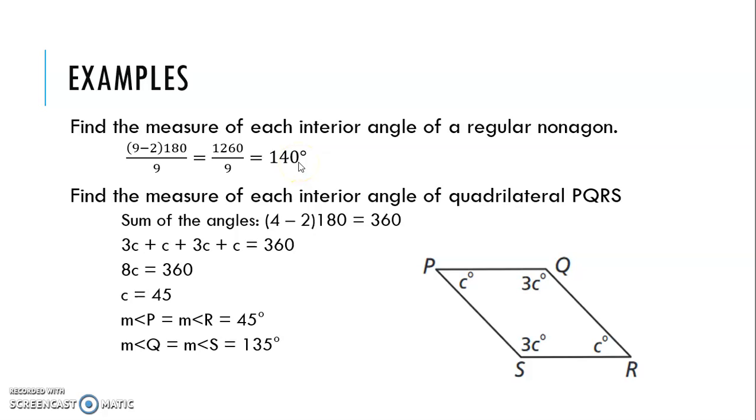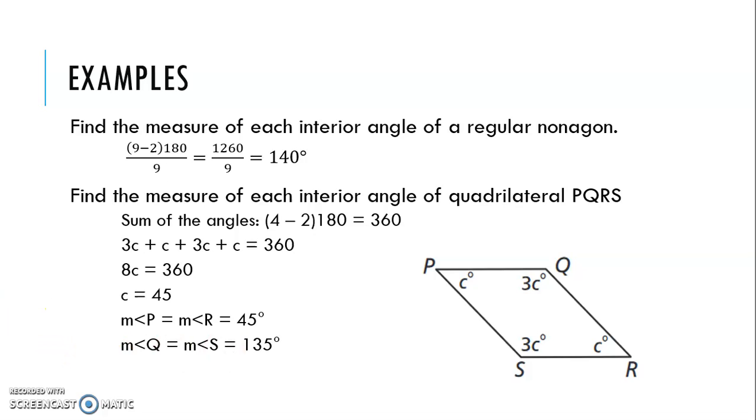For the second one, I know that a quadrilateral has 4 sides. So I did 4 minus 2 times 180 to get the total number of degrees inside that quadrilateral. Then I took all of the angles and I added them together and made it equal to that amount. Then I just solved the equation. I found out C was 45. So then I just took it and plugged it back into my expressions. So angle P and angle R is 45. Q and S are both 3 times 45, which is 135.